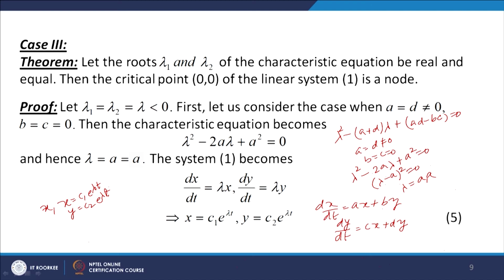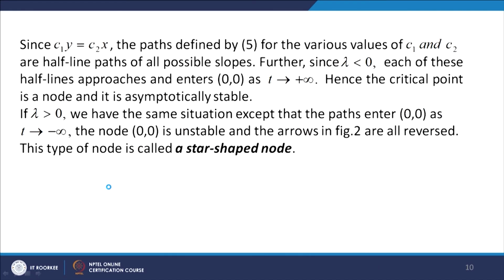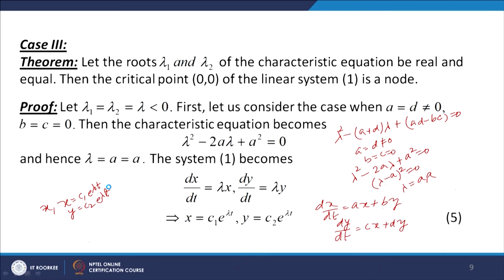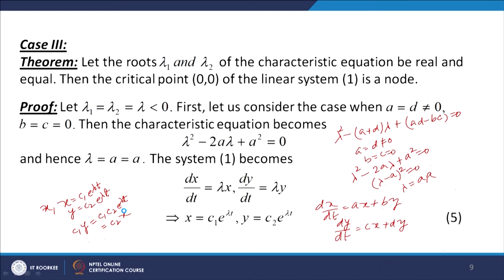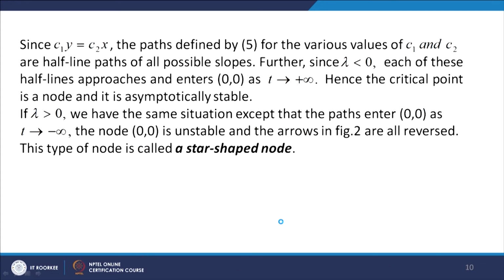So, what we will get? We will get this equation c1 y equal to c2 x. c1 y is equal to c1 c2 e raised to the power lambda t, which is equal to c2 x. So, we will get this equation c1 y equal to c2 x. Now, the path defined by 5, x equal to c1 e to the power lambda t, y equal to c2 e to the power lambda t.